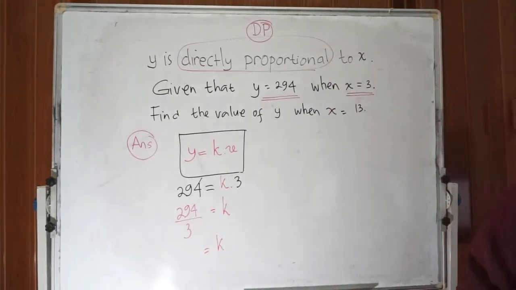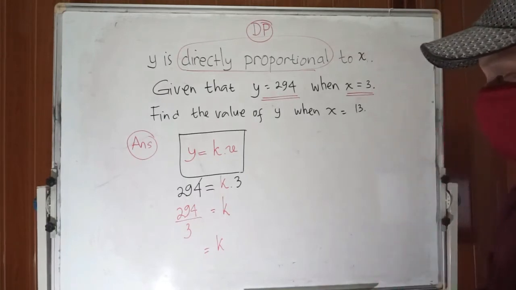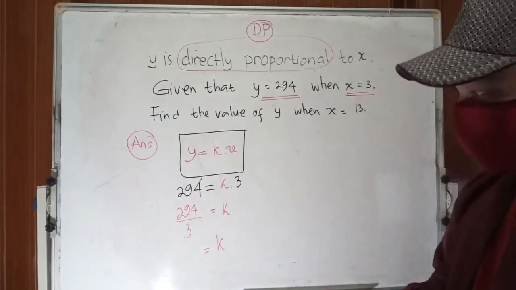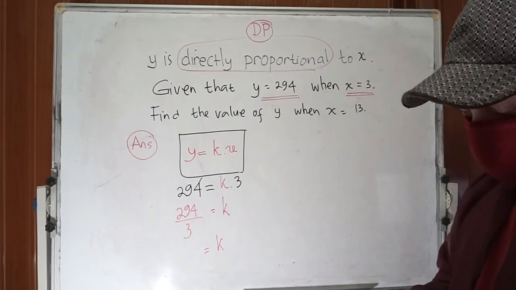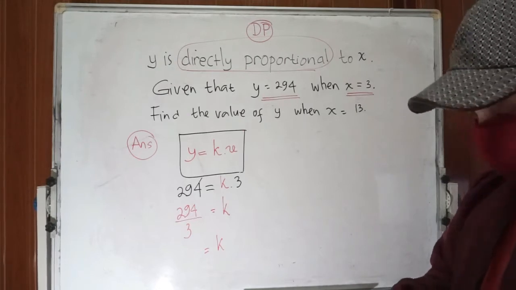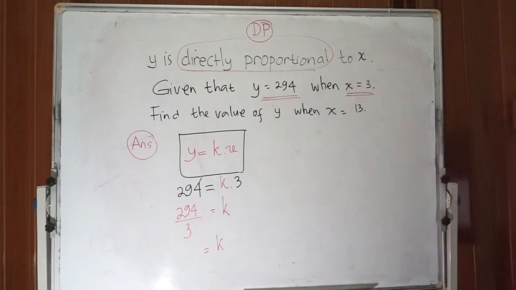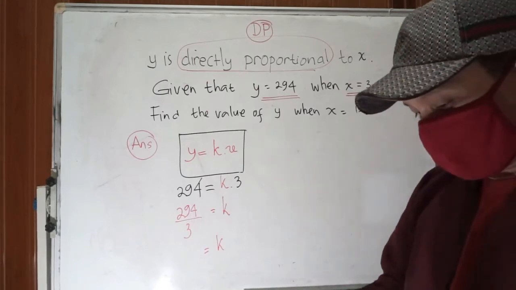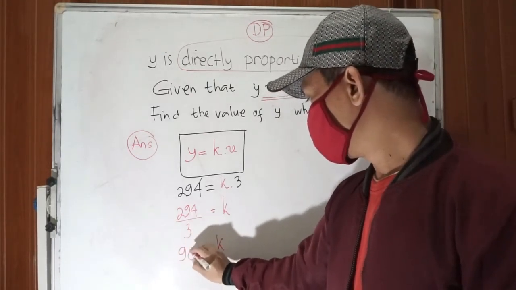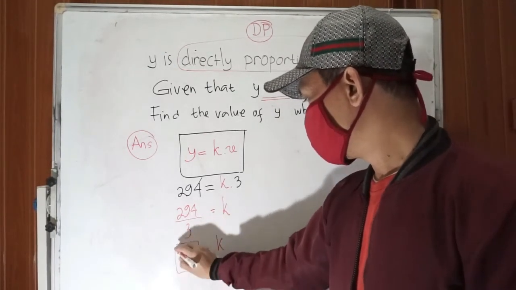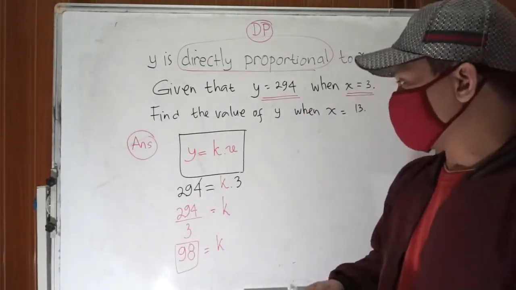294 divided by 3 is 98, right? Remember? Yes, 98. We got the value of k is 98. Okay, students, the value of k is 98.